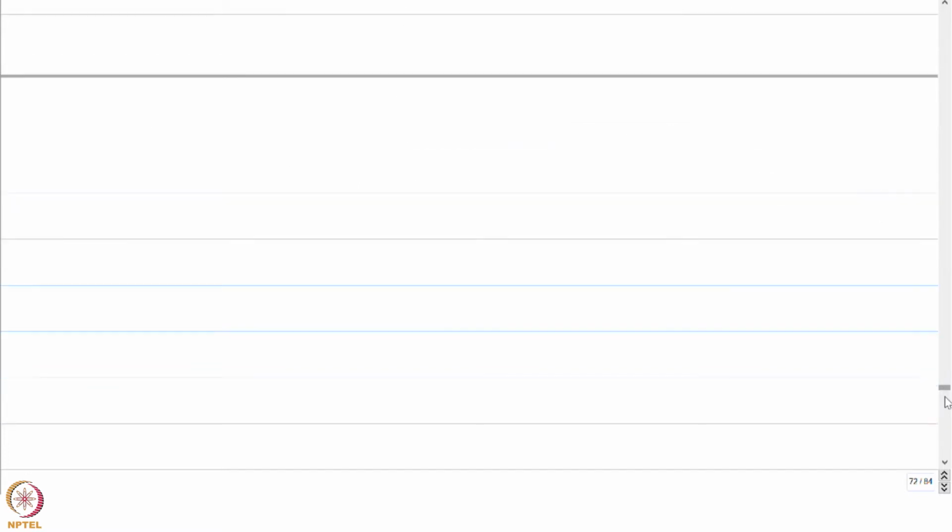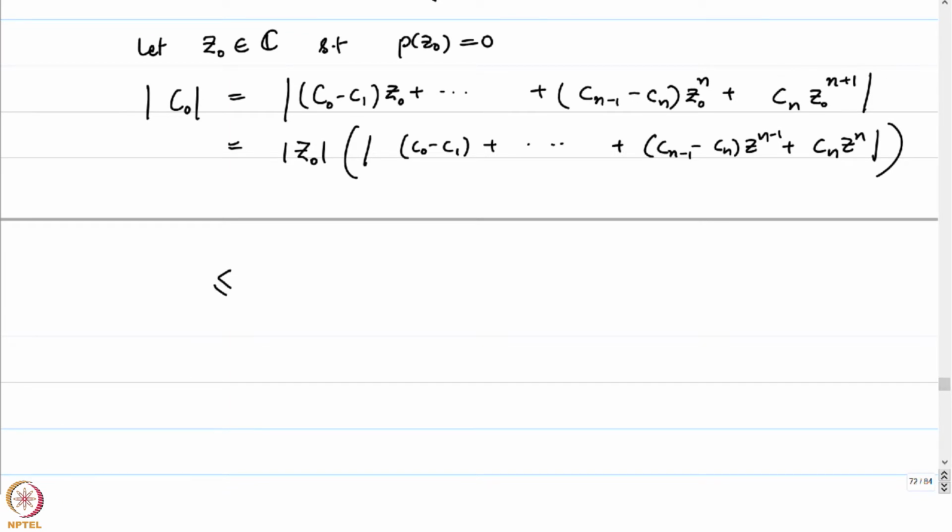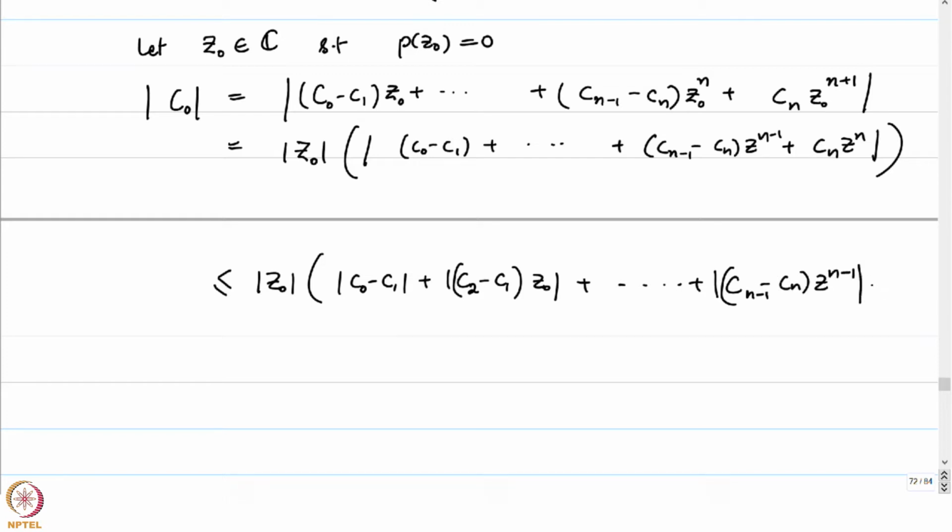And by the triangle inequality, we will be able to write this as absolute value of C0 minus C1 plus absolute value of C2 minus C1 times the absolute value of z0, or maybe I should, as of now, just write it like this, plus the absolute value of all these terms individually, Cn minus 1 minus Cn times z0 to the power n minus 1, plus absolute value of Cn z0 to the power n, which in particular is less than or equal to absolute value of z0 times C0 minus C1, which is just a positive number so the absolute value will be the same, plus again similarly C2 minus C1 is a positive number.